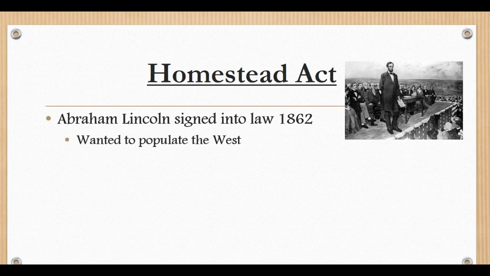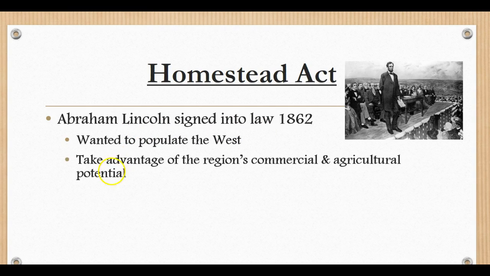Now, one of the reasons why Lincoln wanted to have people go west is because he wanted this part of the United States to be populated. He wanted people to live there, okay? One of the reasons why he wanted people to live there was so that the country, Americans, could take advantage of the region's commercial and agricultural potential. That means that that part of the United States has many natural resources. There's lots of land to use, and there are all of these opportunities for farming.